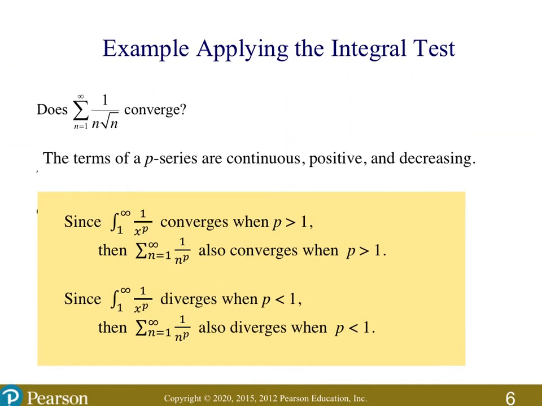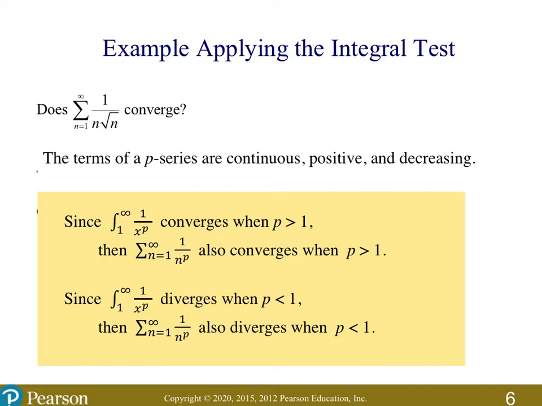So let's move on to the next example. Does the series of 1 over n rad n converge as well? Well, we can do the integral test to this and determine, because it is continuous, positive, and decreasing.